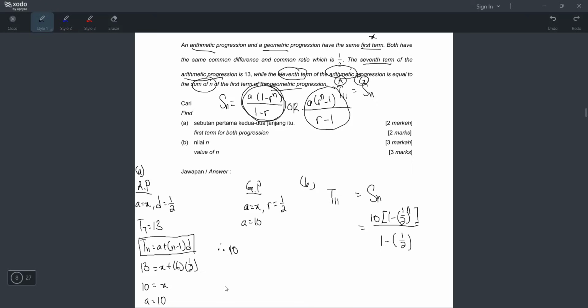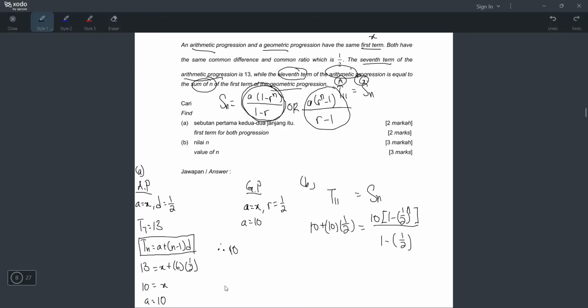So what is the A? 10, right? And then plus n minus 1. The n is 11 this time. 11 minus 1 is 10, and then multiply with d, which is 1/2. All right. So read the question carefully. The 11th term is for arithmetic, but the Sn is for geometric. So this is how you do it.